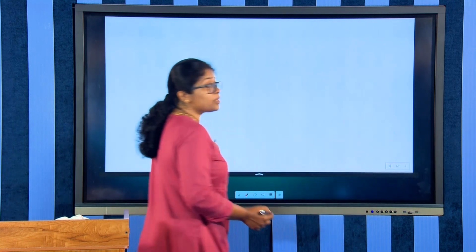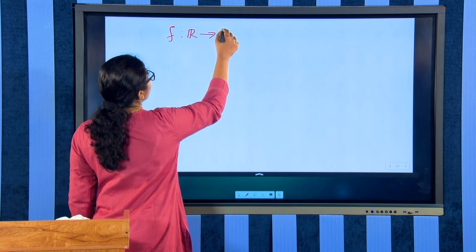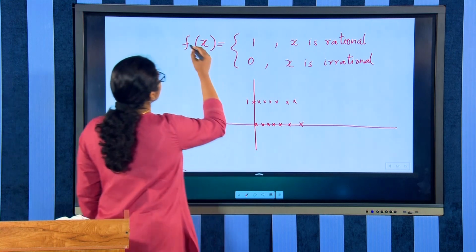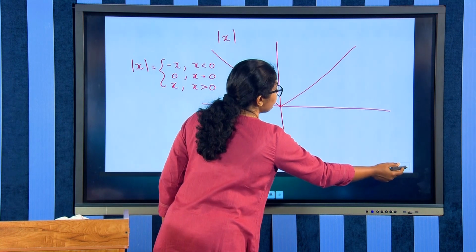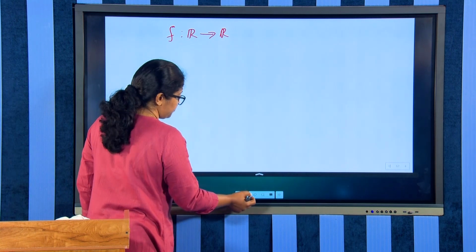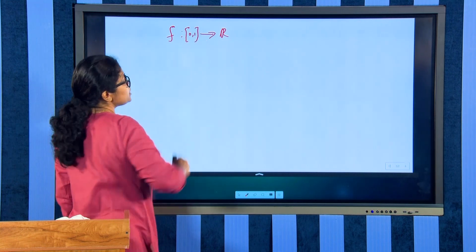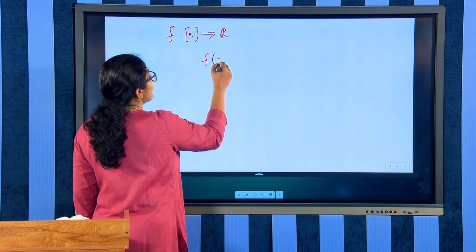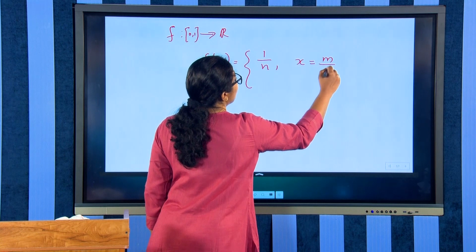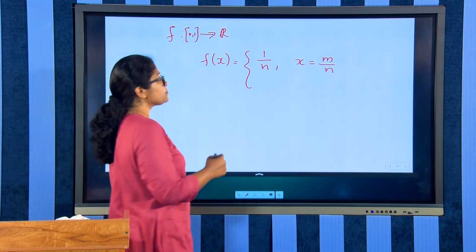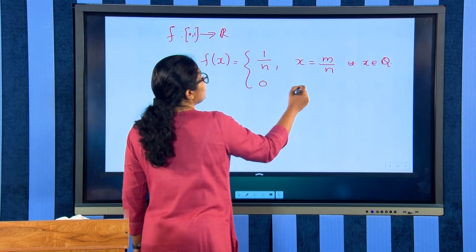And the next example is the Thomae function. Thomae function is like this. f is a function again defined from R to R. So, here also f is a function which is defined from R to R. So, Thomae function is defined from the closed interval 0, 1 to R actually, where f of x takes the value 1 by n whenever x is equal to a rational number of the form m by n, that means x belongs to Q, x is a rational number, and 0 otherwise.